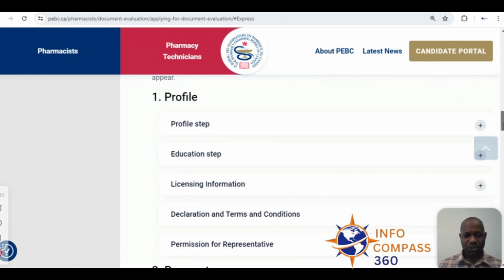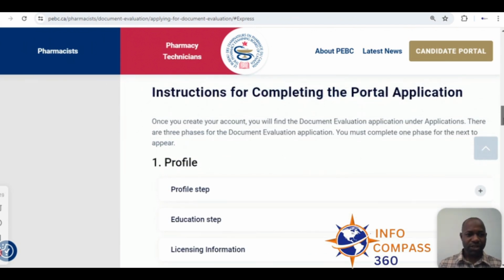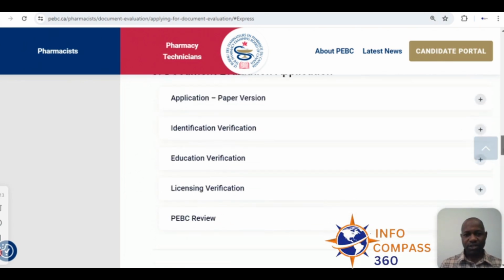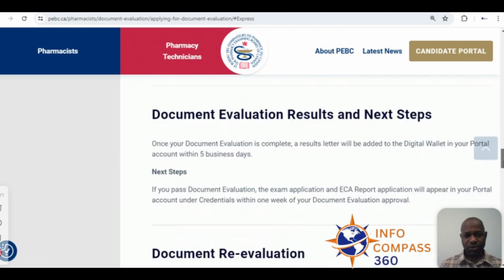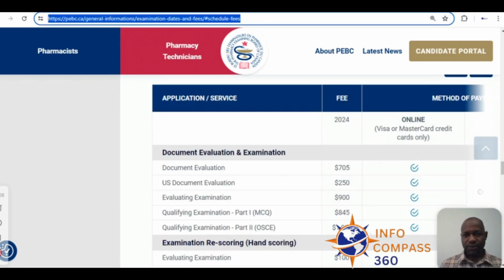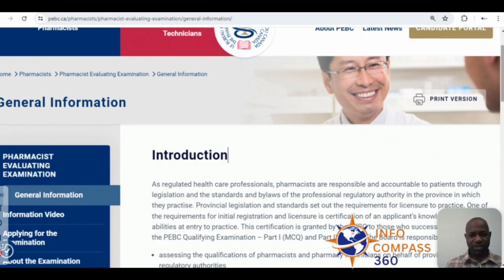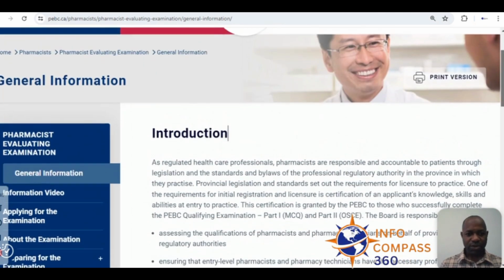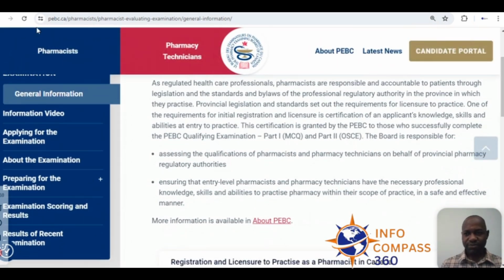So, and these are also specific instructions for completing the portal application, from profile creation to payment to document evaluation and so on. And in terms of the document evaluation and exam fees, you can see all of those details of what it would cost you to do those payments and what is acceptable in terms of method of payments. Talking about the pharmacist evaluating examination, for that one you would see all the information that you do require for that right here.